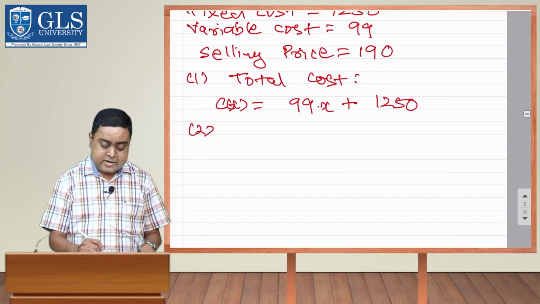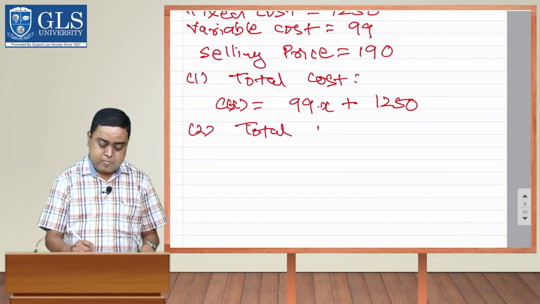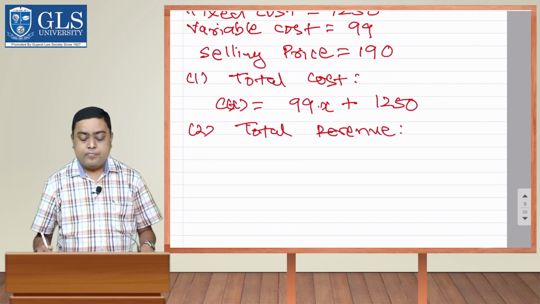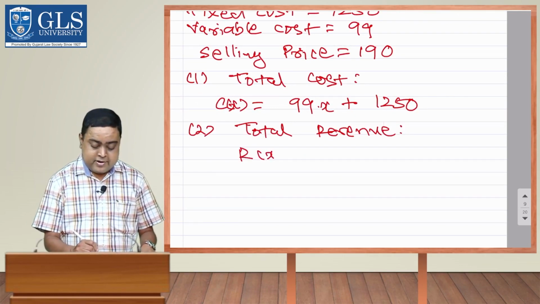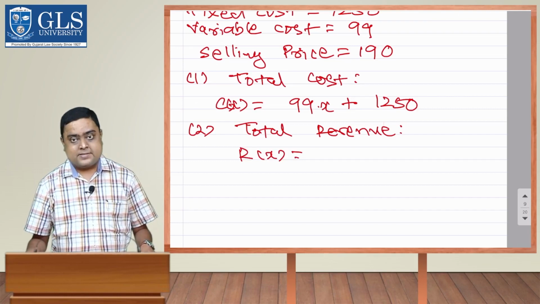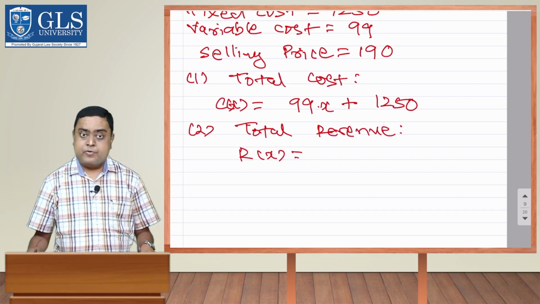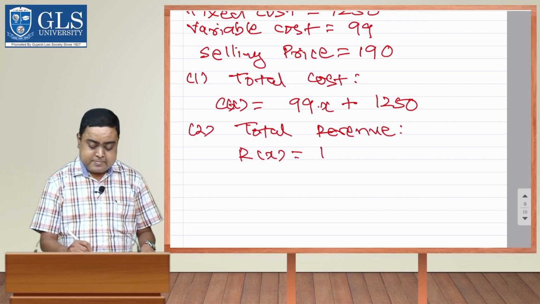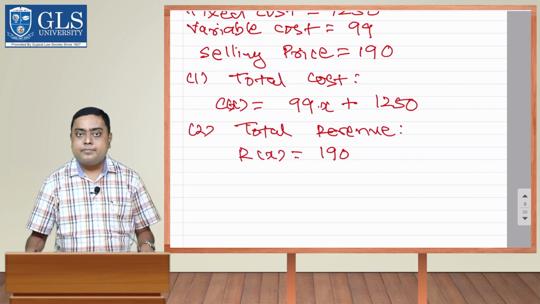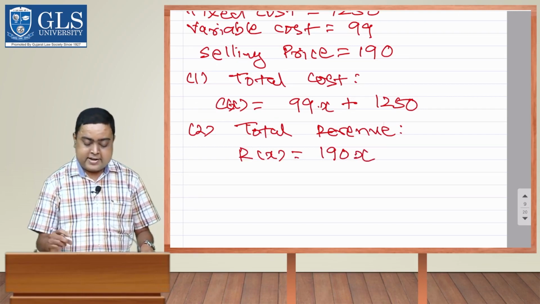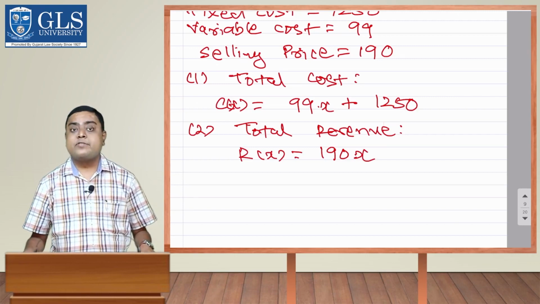Now I determine total revenue. Total revenue is the multiplication of selling price with the number of units. As the selling price is 190 per unit and total units are x, 190 times x is the total revenue function.